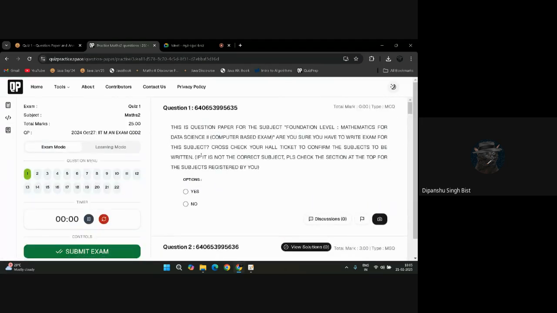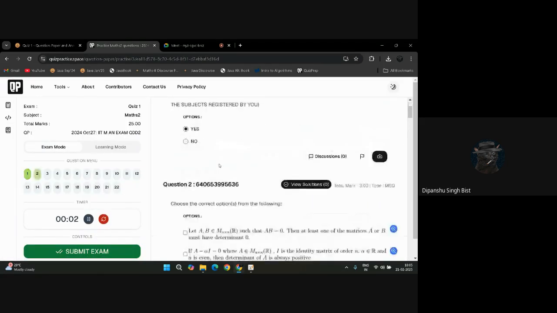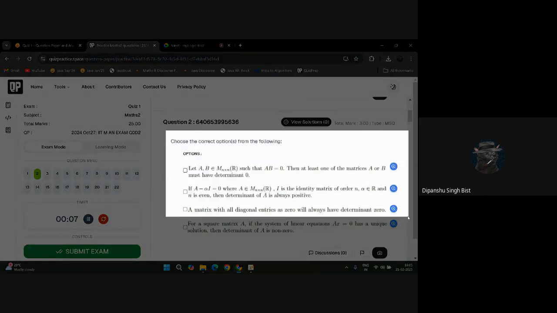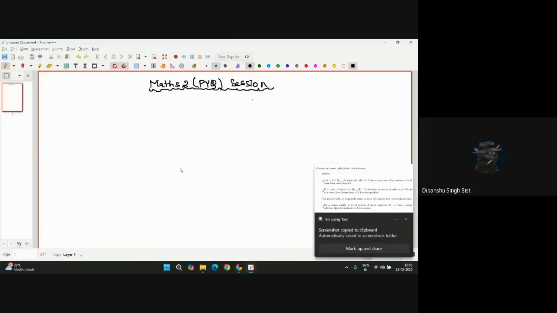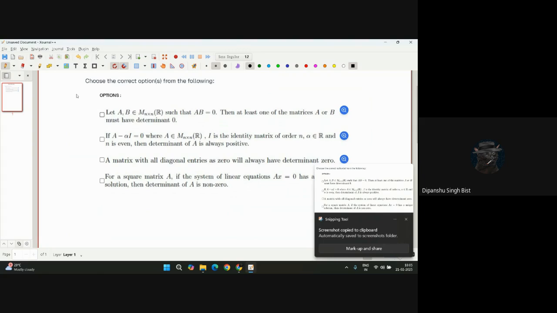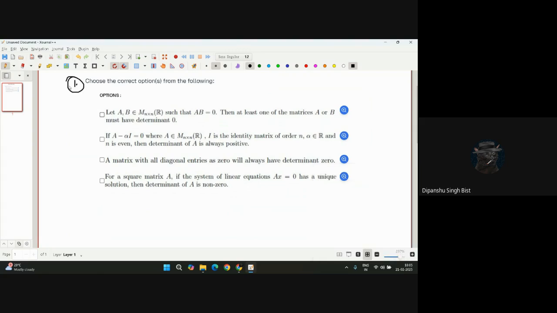Let's start. The very first question here is quite theoretical. So I'll just take a screenshot from here and paste it here. Okay, so here we go. You need to read the options and tell us which option is correct. We are starting with the very first option, which says A and B are two matrices of order n cross n. It means A and B both are square matrices.